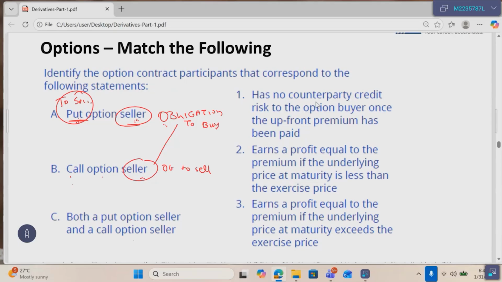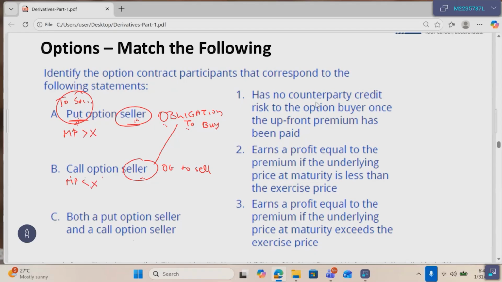If he has an obligation to buy, he has no risk, wrong answer. He earns a profit equal to the premium if the underlying price is less than the exercise price. Now tell me one thing. When will this option contract be useless? Put. When will it be useless? When the market price is more than the exercise price. Then it's useless. And this is useless when the market price is less.